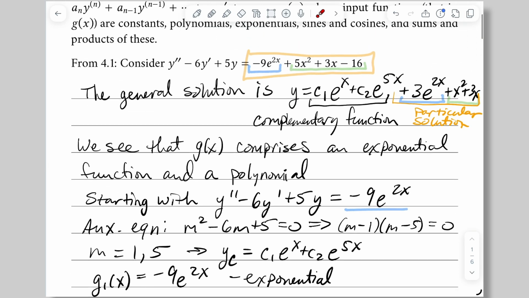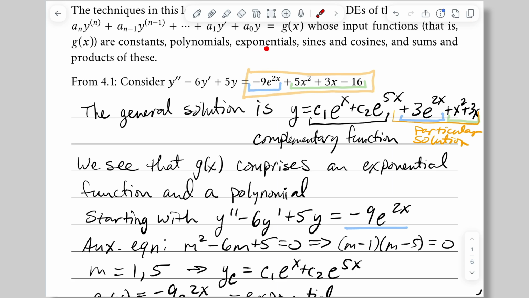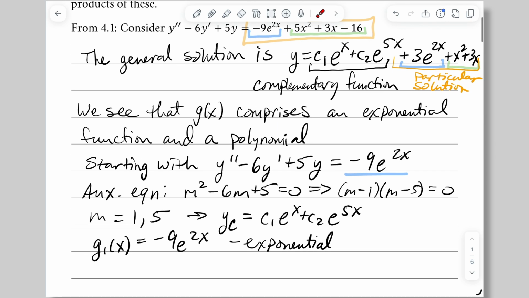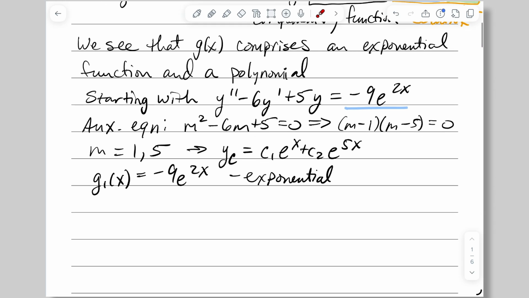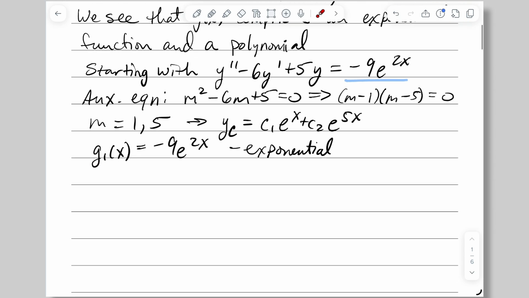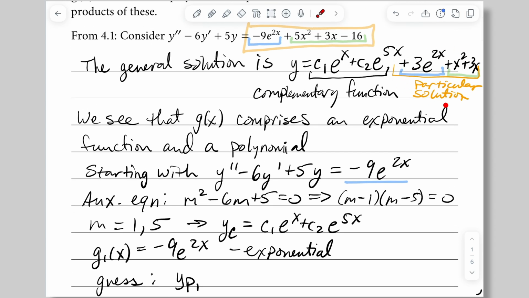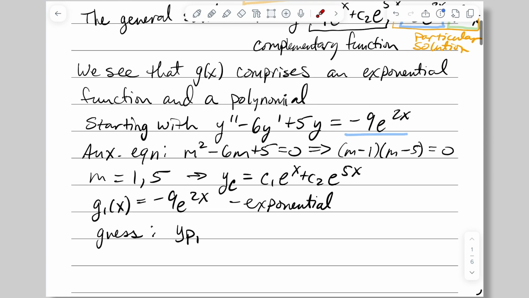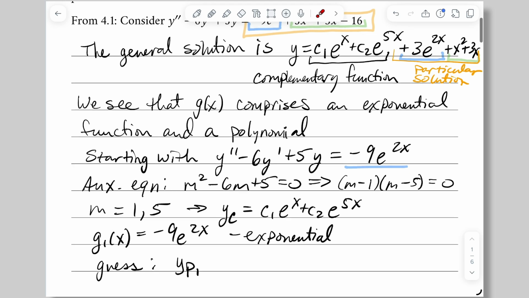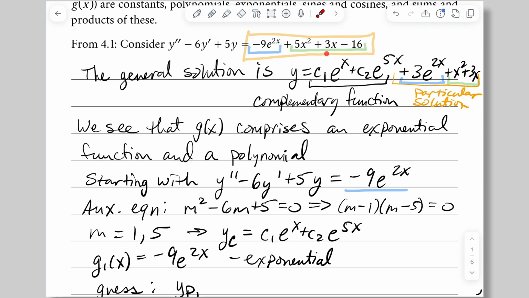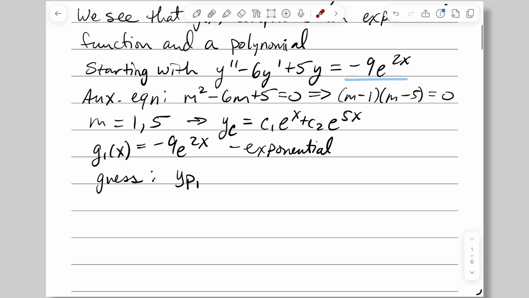Now, as I said, the reason that we're looking at this particular list, constants, polynomials, exponentials, sines and cosines, sums and products of these, is because when we differentiate these types of functions, we get back these types of functions. In other words, seeing that this is an exponential with an exponent of 2x allows us to make a guess. Now, it's an educated guess, but we're going to guess that the particular solution, I'll call it yp1 because, by the time we're done, we're going to have an entire particular solution with an exponential and a polynomial. And of course, by the way, when you start this process, you don't usually have the answer in front of you, right? So we're just seeing where that comes from.